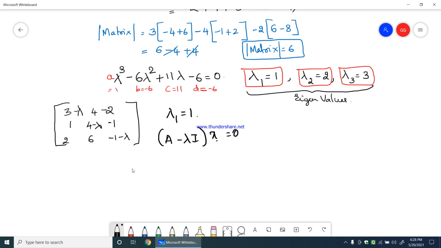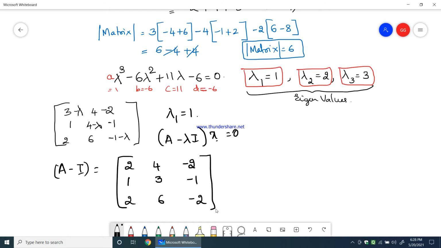equals 0. So when lambda 1 equals 1, my A minus lambda I will become A minus I, which is equal to 3 minus 1 is 2, 4, minus 2, then 1, 4 minus 1 is 3, minus 1, then 2, 6, minus 1 is minus 2. So this would be the matrix A minus lambda I. This will be multiplied by the column vector x1, x2 and x3, which will be equal to 0.